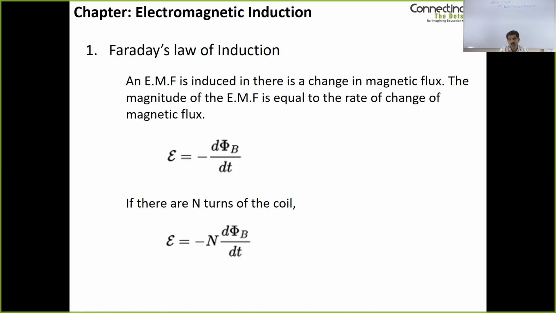Faraday's law also tells us the magnitude of the electromotive force. What is electromotive force? It is the potential difference required to make a current flow through the conductor. So the electromotive force causes a current to flow through the conductor. Now, what is the magnitude of the electromotive force? It is given by the rate of change of magnetic flux. And that is the essence of Faraday's law of induction.